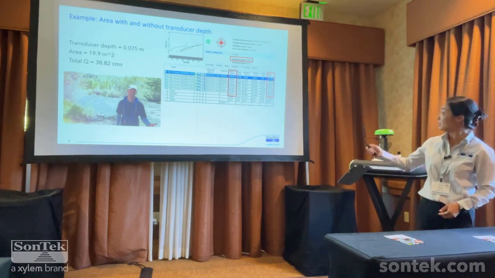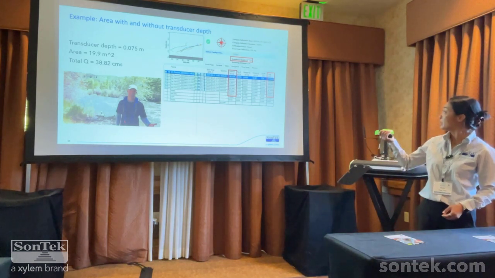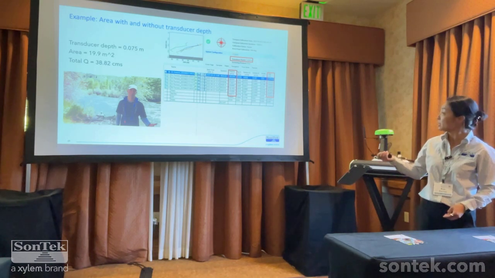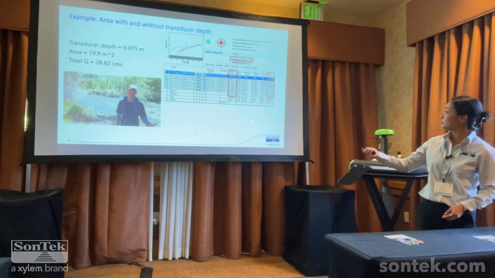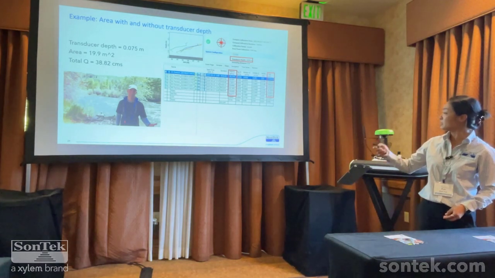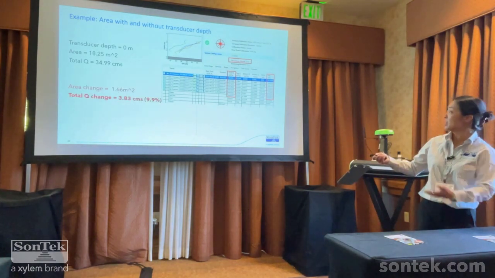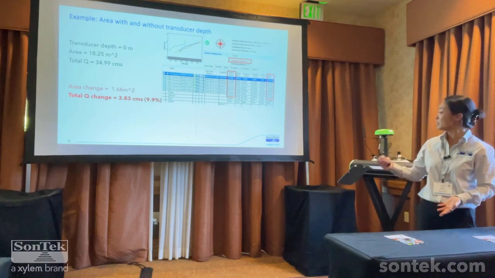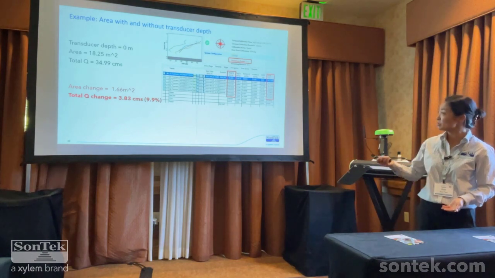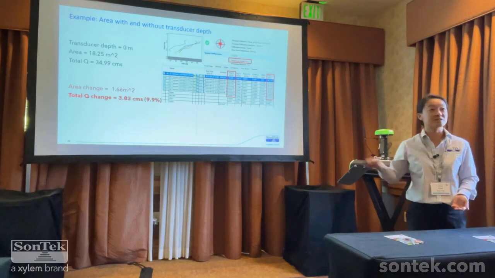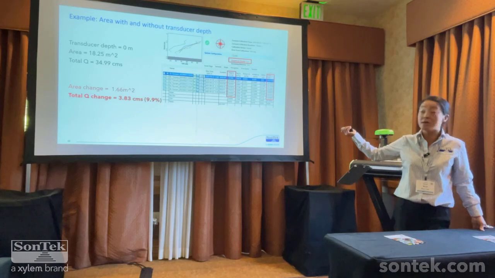So in this case, this is actually a measurement that Isaac had performed, and so he lowered it all the way, 7.5 centimeters. We have 38.8 cubic meters per second here. If we had a 0 transducer depth, then we actually have 34.98 here, which is almost a 10% difference just on this transducer depth alone.